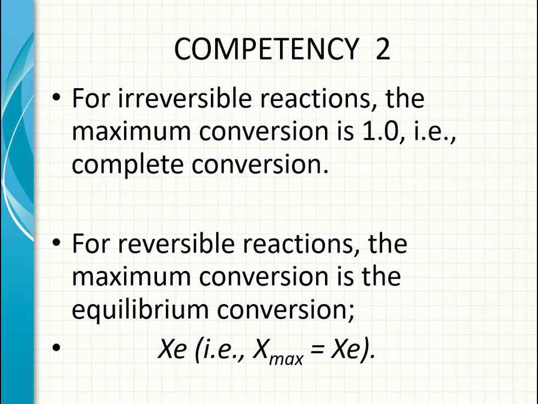For irreversible reactions, the maximum conversion is 1. That means that all the reactant goes to product, which means complete conversion. But for reversible reactions, the maximum conversion is the equilibrium conversion. So X maximum is equal to X_e, which is the conversion at equilibrium.